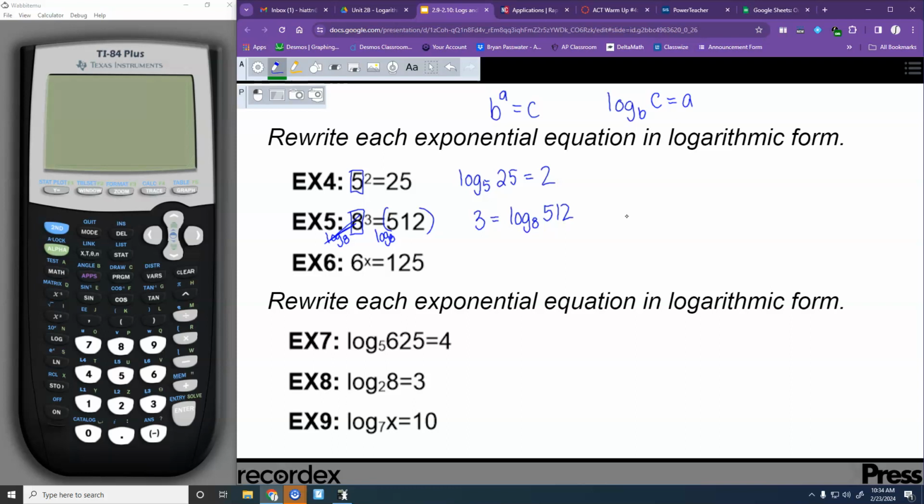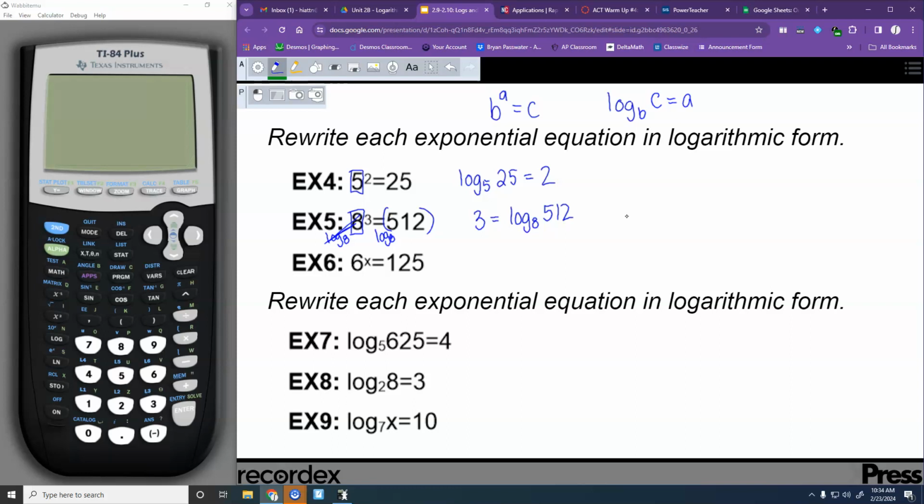Whenever you do the log of both sides, you want to do log with whatever number was the base of your exponent. But as far as whether you think of it as an inverse or think of it as using that formula, it doesn't really matter.